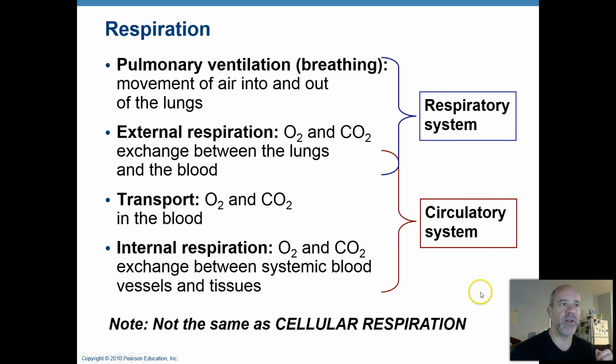So those are our four major steps, and you can see here which ones involve the respiratory system and which ones involve the circulatory system and or the cardiovascular system. And external respiration right in here, if you notice, you've got the red and the blue lines overlapping because this is where cooperation occurs between the lungs and the cardiovascular system as you have that gas exchange taking place in the lungs. Please note that external respiration and internal respiration have very distinct definitions. They are not the same as cellular respiration.